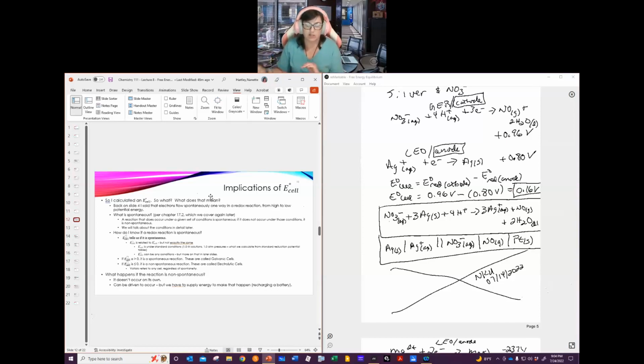That is called a galvanic cell. So a galvanic cell is spontaneous. If the E naught cell is less than 0, that's a non-spontaneous reaction. That's an electrolytic cell, and that's because we have to use electricity to drive it. So that's why it's an electrolytic cell. Now, voltaic cells can be either. It doesn't matter if it's spontaneous or non-spontaneous. Voltaic cell just means we have a cell that's based on a redox reaction. If the reaction is non-spontaneous, it doesn't occur on its own. It can be driven to occur, but we have to put in energy to make that happen. So that's what we're talking about with that.